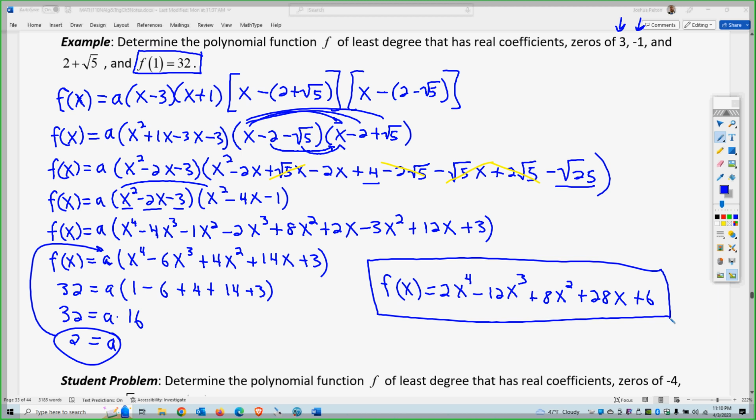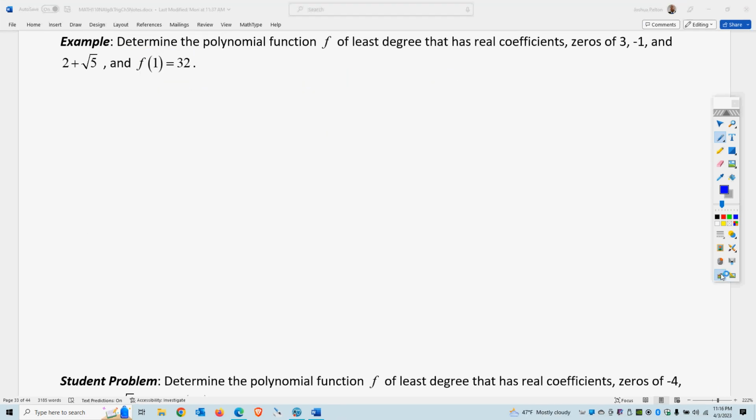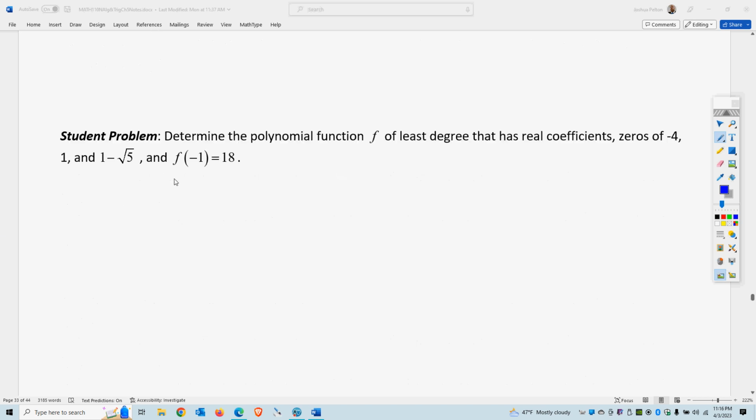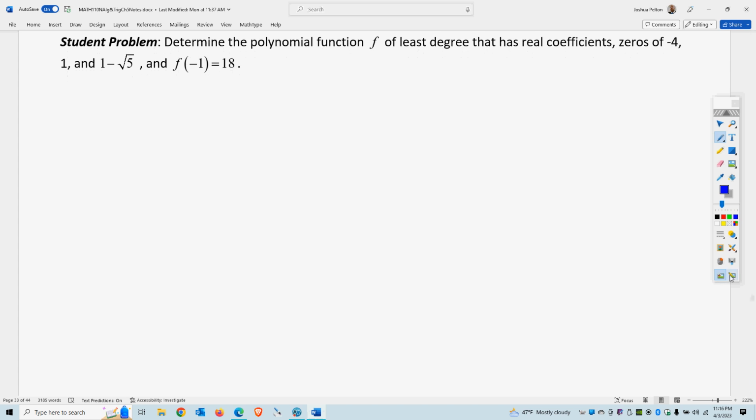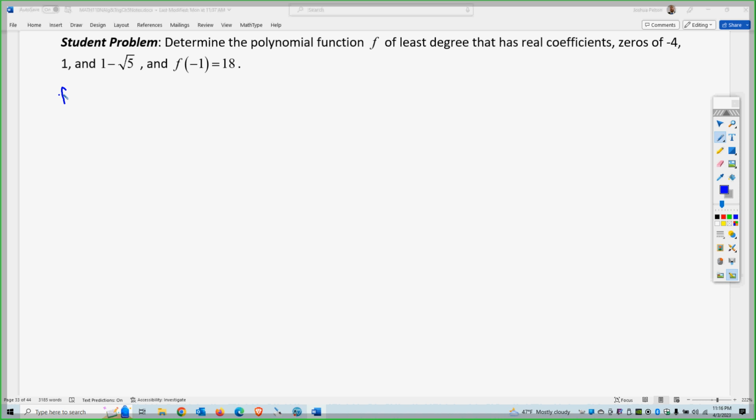All right, pause the video. Try the student problem for yourself. Okay, so let's write the function down. So f of x equals some value a, and then x plus 4, and then x minus 1 will give us the values that we have here, right?